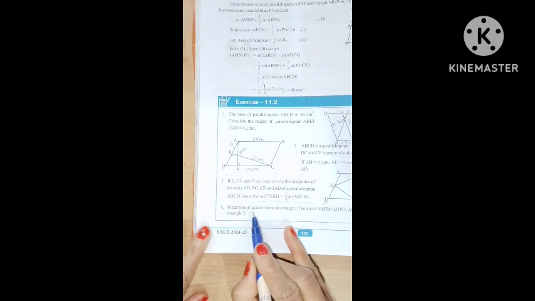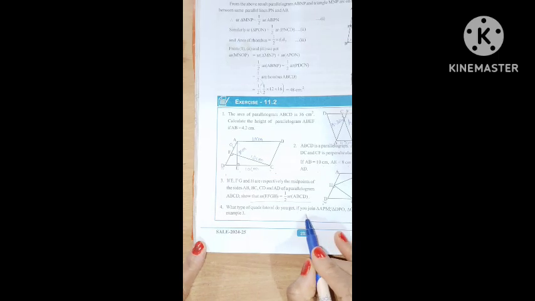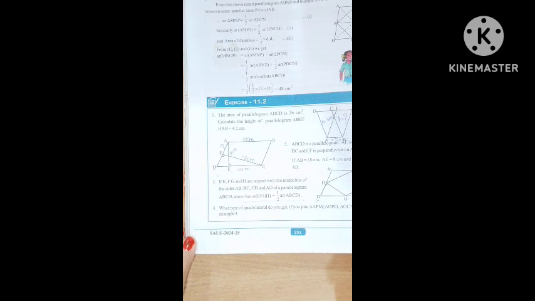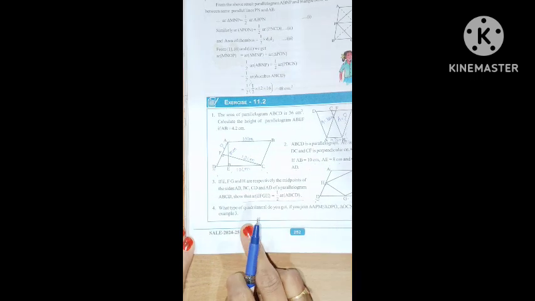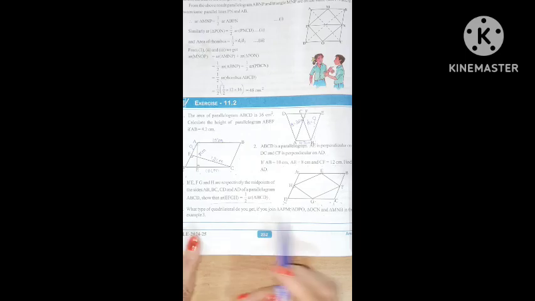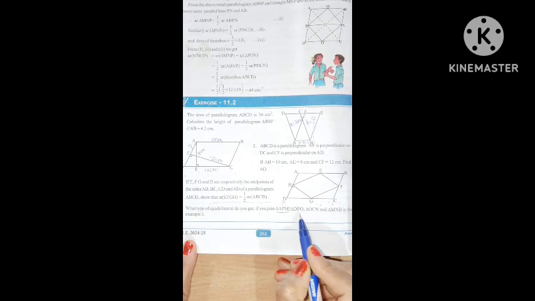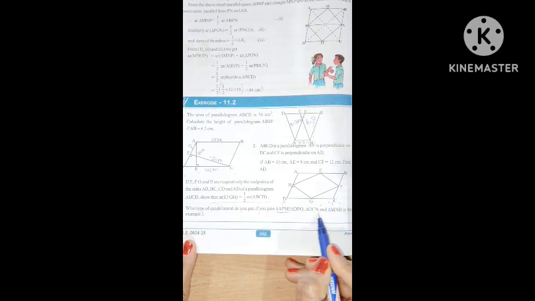Next, the fourth one. What type of quadrilateral do you get if you join triangle APM, triangle DPO, triangle OCN and triangle MNB in Example 3? Okay, are you clear? Yes, this is the question. What is given, what is asked. What type of quadrilateral do you get if you join these triangles APM, DPO, OCN and MNB in Example 3 mentioned in this question.